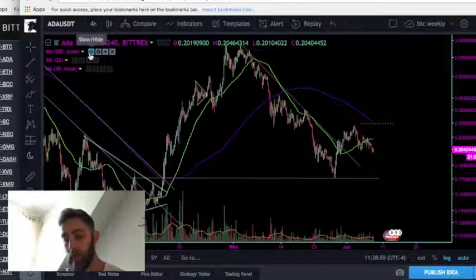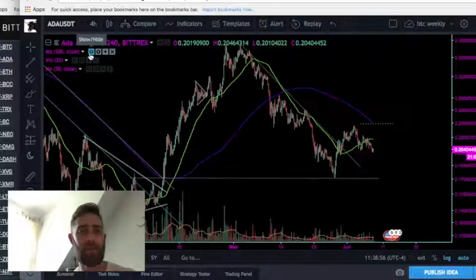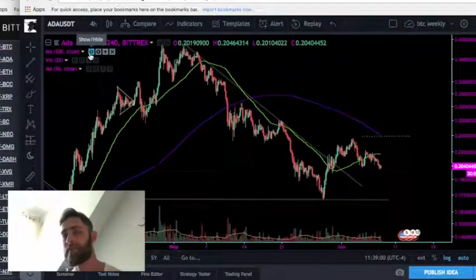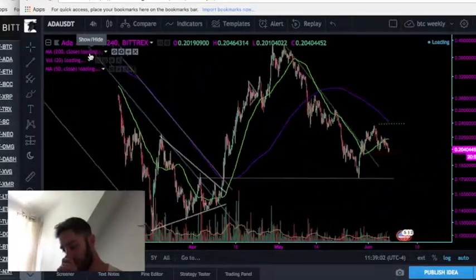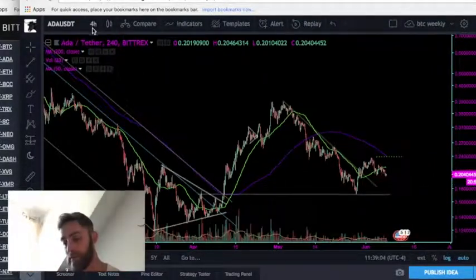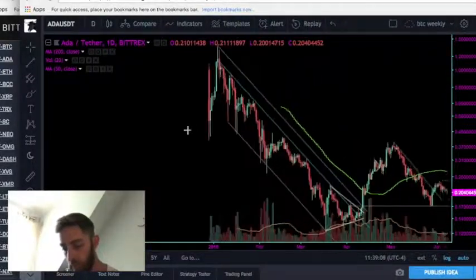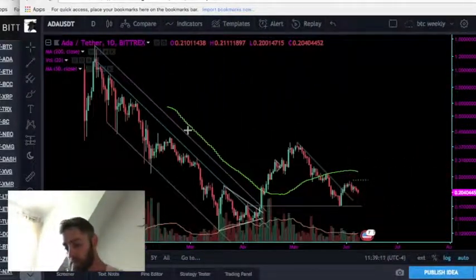ADA. By the way, I have no idea what a lot of these altcoins do. I'm very knowledgeable on Bitcoin, but all these altcoins, I think they're nonsense. Obviously, there's a few that I actually like, but I'm just trading the charts, guys. I'm not trading any fundamentals at all. And most of these coins, I have no idea what their purpose is or anything at all.